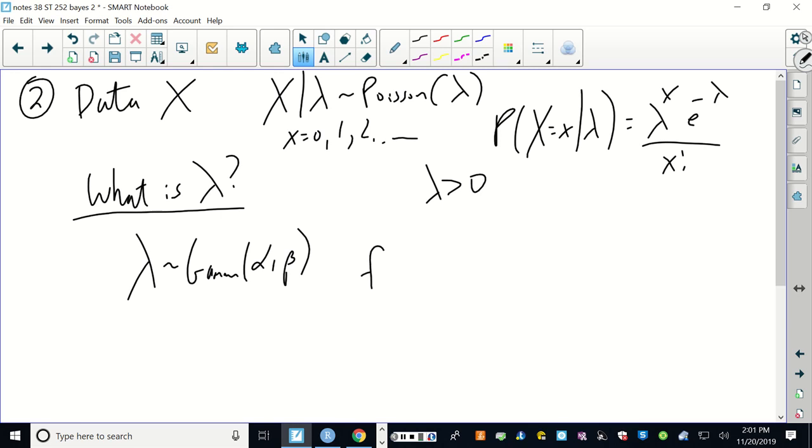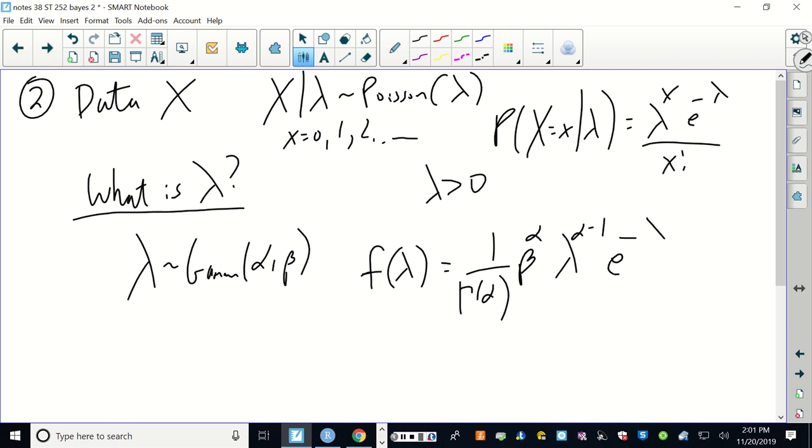The prior probability for a gamma, right, is a function: 1 over gamma of alpha, beta to the alpha, and then lambda to the alpha minus 1, e to the negative beta lambda.